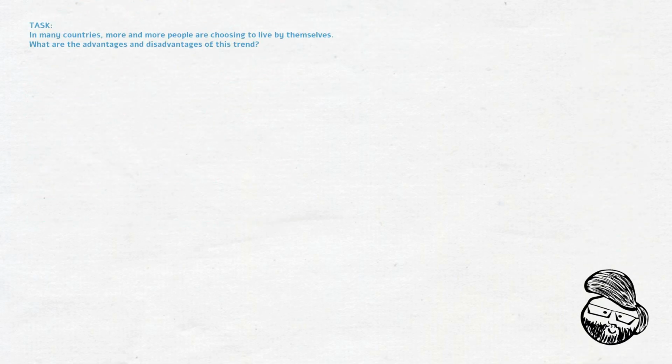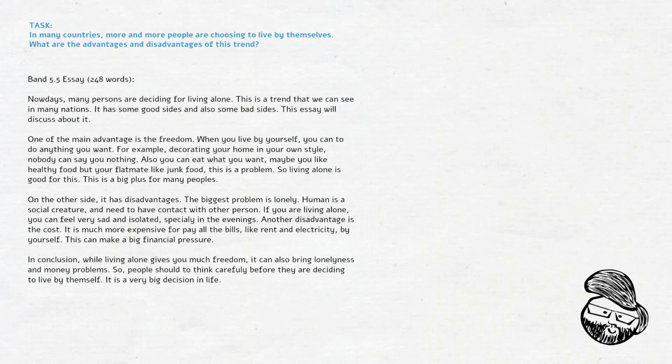It asks us to weigh the pros and cons of a common trend. Here's a Band 5.5 attempt. Now this is what we need to fix. To get the most out of this video, I suggest you pause it and rewrite the essay with all the changes you would make to get Band 7 or higher. After that, you can see if we have similar ideas.